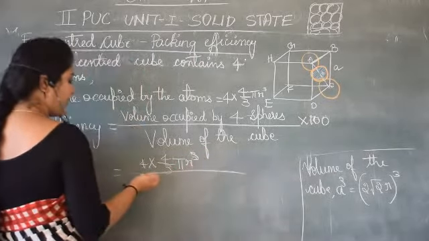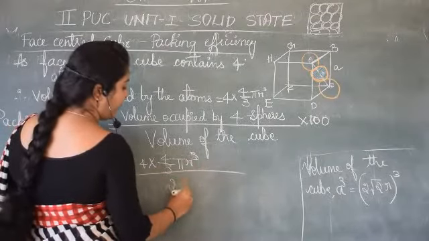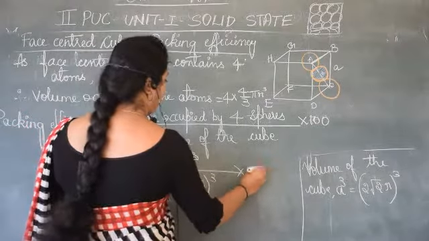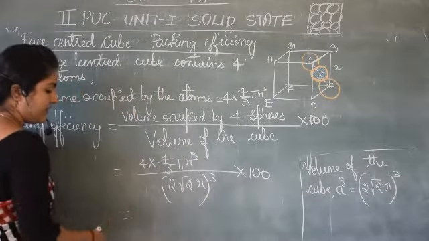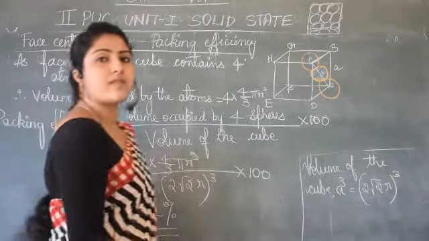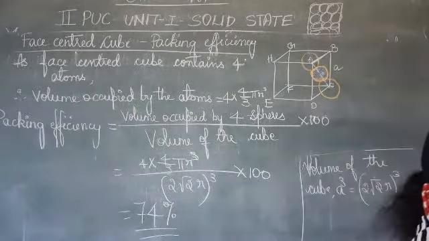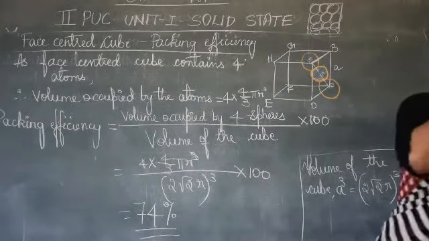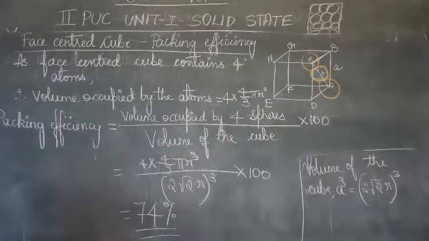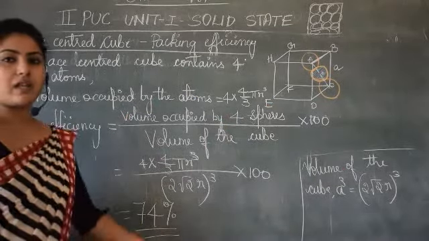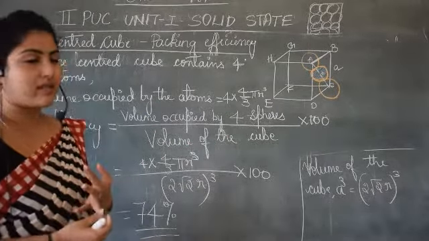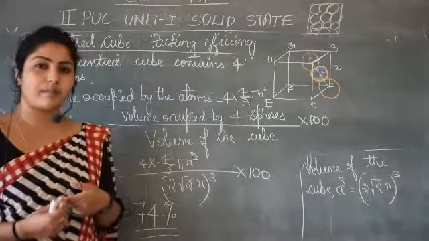Volume of the cube is (2√2 r)³ into 100. You get it as 74%. So this is the packing efficiency of face-centered cubic close packing, 74%. Now you can compare simple cubic packing efficiency, body centered packing efficiency and face centered packing efficiency.